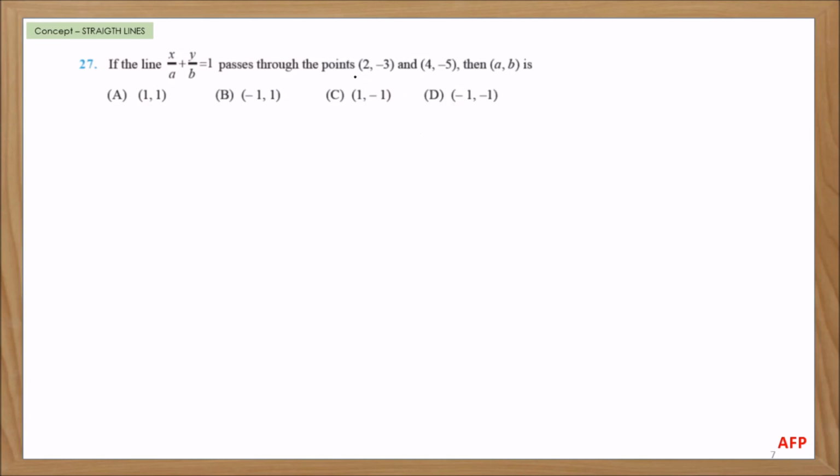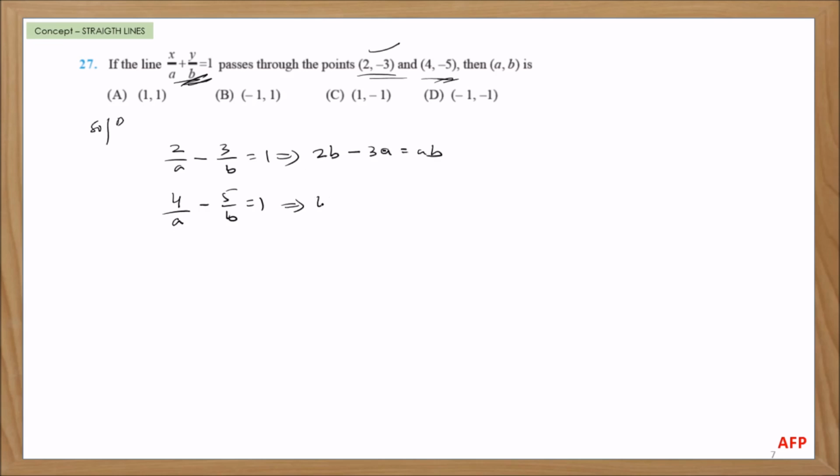Now, for a line passing through these 2 points, we have to find a and b. Very easy concept. If this line passes through this point, substitute in place of x and y: 2 by a minus 3 by b is equals to 1. So this is one equation. Again, if the line passes through this point, we can write one more: 4 by a minus 5 by b is equals to 1. Now we are going to cross multiply: 2b minus 3a is equals to ab.